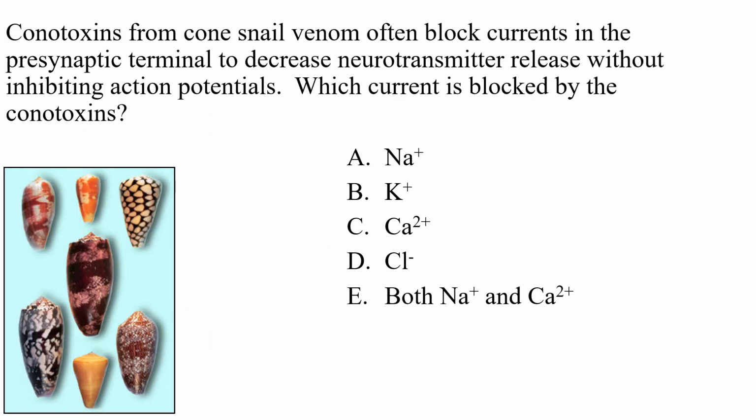A conotoxin from cone snail venom blocks calcium currents in the presynaptic terminal to decrease neurotransmitter release without inhibiting the action potential. Right? Conotoxin, you can see these are the snails, right? These snails release venoms which paralyze their prey. So their mode of action is that these venoms block and decrease neurotransmitter release. So which ion is directly responsible for the release of neurotransmitter? Sodium, potassium, chloride, calcium, or both sodium and calcium? Which one?